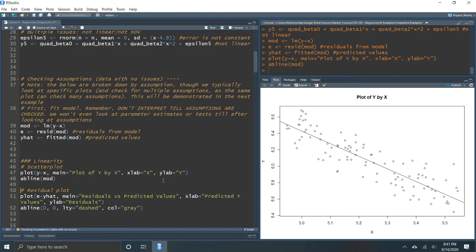Notice that I'm looking for linearity. So does the relationship between x and y appear linear? And in this case, yeah, it does. There doesn't appear to be any curves or anything weird going on. It appears to be roughly linear. That looks fine.